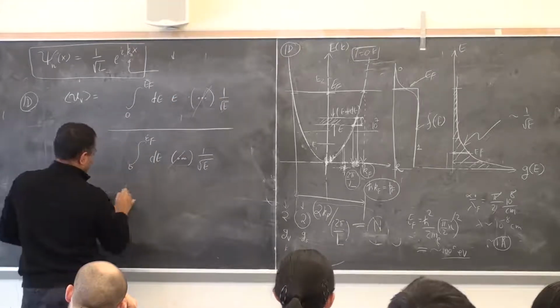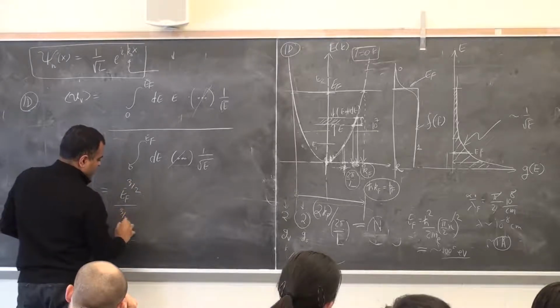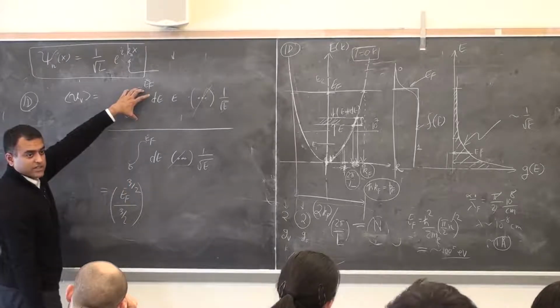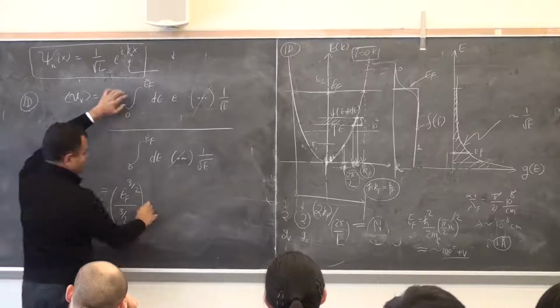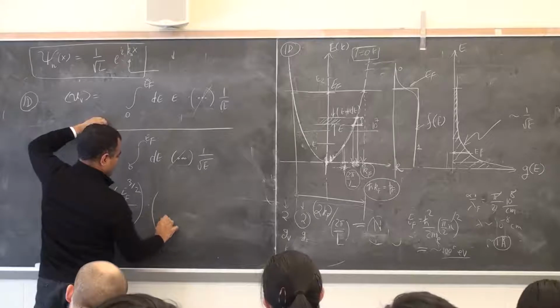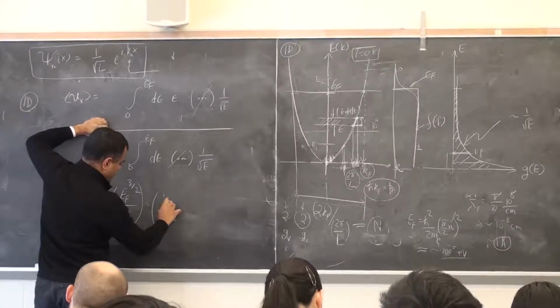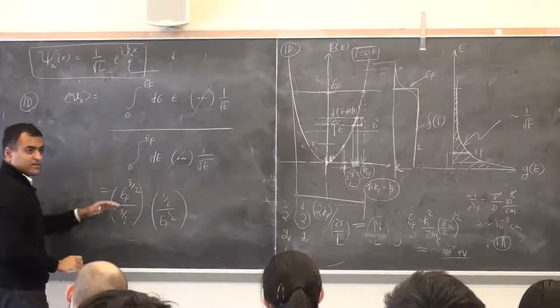When you integrate square root of energy, you get EF^(3/2) divided by 3/2. It's a simple integral, right? Remember, this is the 0 Kelvin approximation. And in the denominator, you get EF^(1/2), the Fermi energy to the half over half, right? Is that clear?